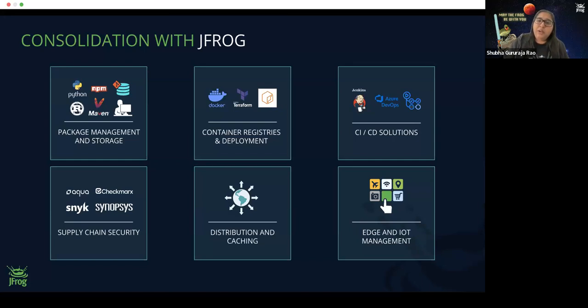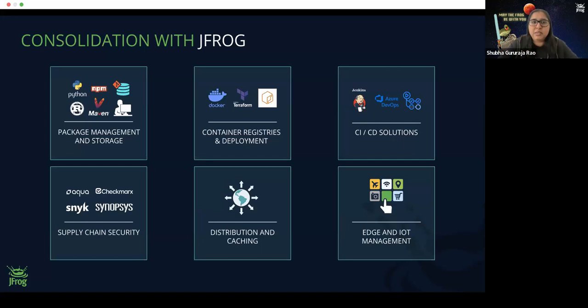We also provide a lot of integrations with many CI/CD solutions. When you look at the supply chain security aspect, we have Xray. But Xray is just one component of our whole security solution, right? We have on-demand scanning. We introduced something called JFrog Advanced Scan, which includes contextual analysis, which is very important because I'll give you one example.